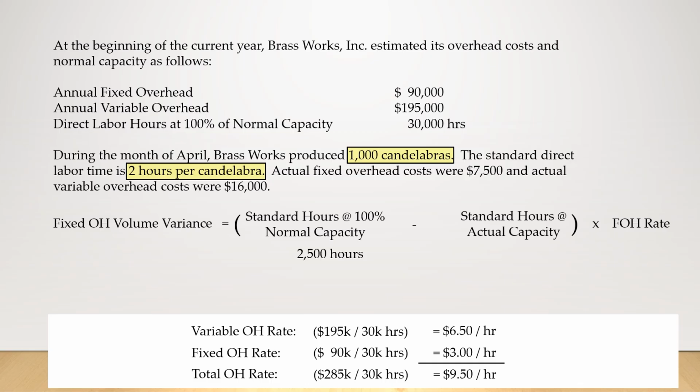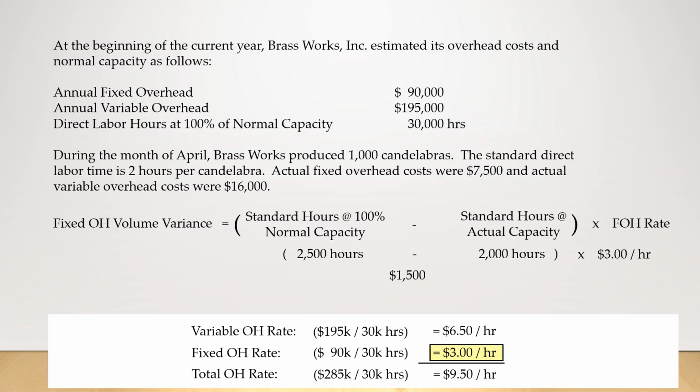The standard hours at actual capacity is the 1,000 candelabras manufactured times the standard rate of 2 hours per unit, or 2,000 hours. Multiply that difference by $3 an hour, and the fixed overhead variance is $1,500. Favorable or unfavorable? Unfavorable, because we produced less units than normal capacity.